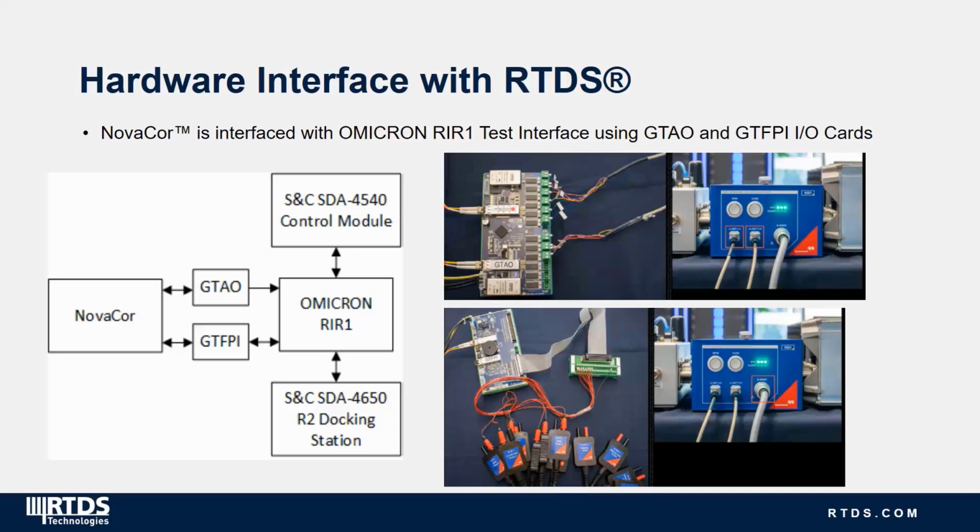Next, the IntelliRupter needs to exchange various binary input and output signals with the RTDS simulator in order to actually actuate the breaker to perform the pulse closing operations. In order to do this, we interconnect these binary inputs and outputs by using the GTFPI card. So the GTFPI card is interconnected with the binary inputs and outputs cable from the Omicron RI-R1 test interface. This then allows for the RTDS simulator to exchange these binary inputs and outputs with the IntelliRupter.